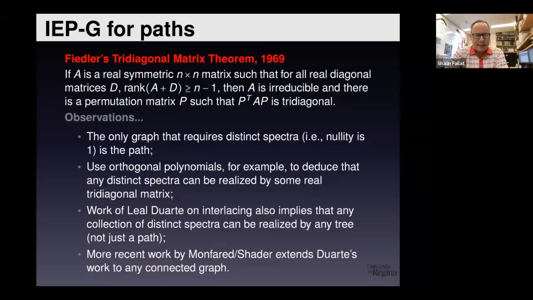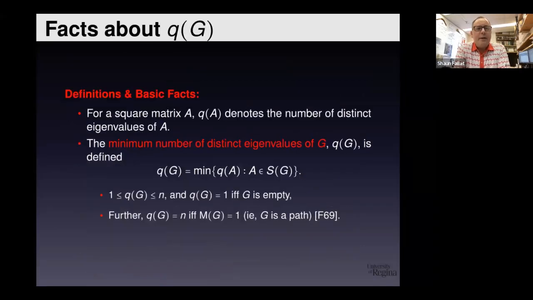And then more recently, Monfred and Shader actually extended Duarte's idea to any connected graph. The fact that the graph was a tree was not that important. So if you're handed n distinct numbers, you can realize those numbers as the eigenvalues of some matrix associated to any connected graph you want, on the same number of vertices as the list of numbers, of course.